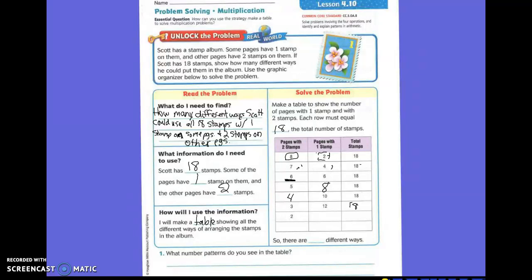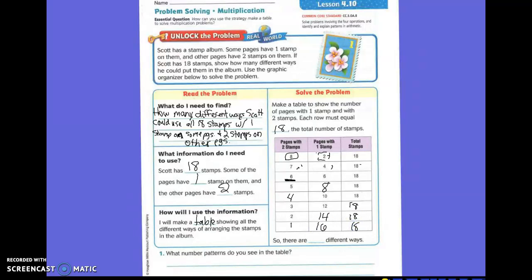Jacob? 14, you guys agree? Yes. 4 plus 14? Okay. And that was equal what? 18. Okay. And then we have 1. 1 times 2 is what? 2. 2 plus what equals 18? Carter? 16. Yes. 2 plus 16 equals 18.